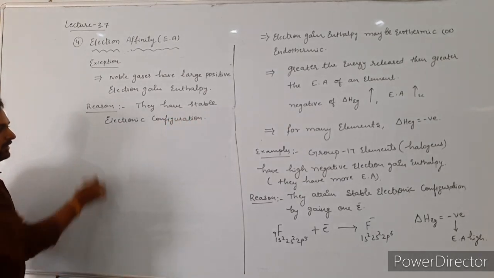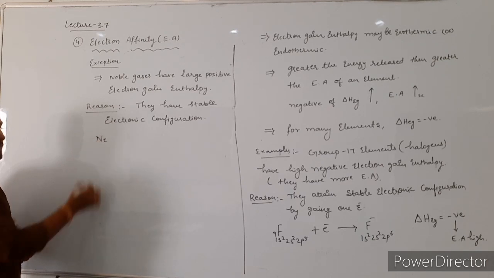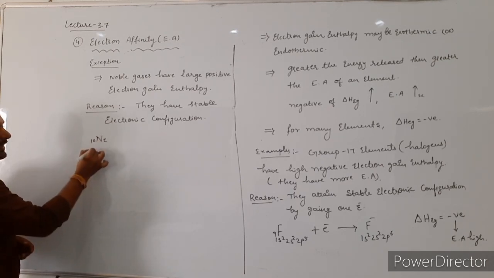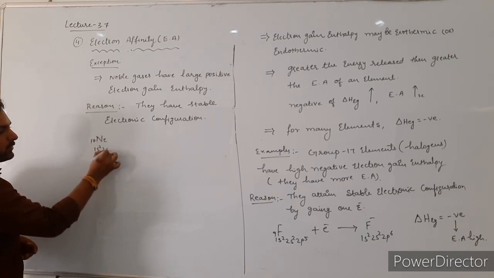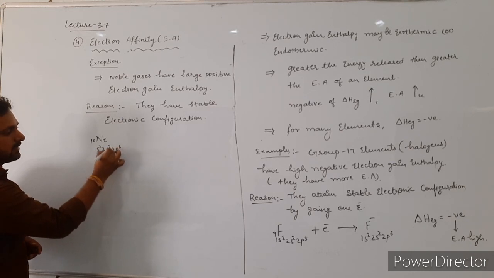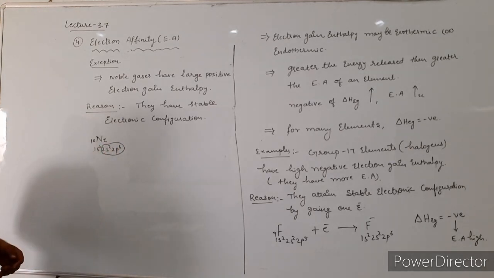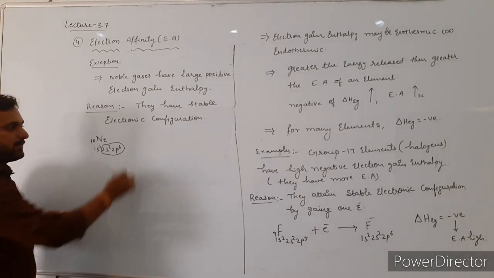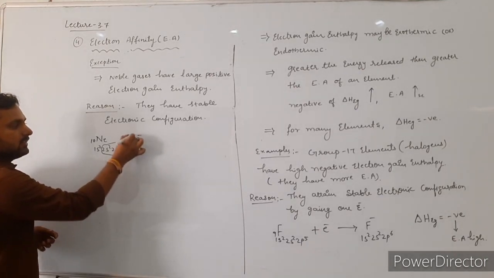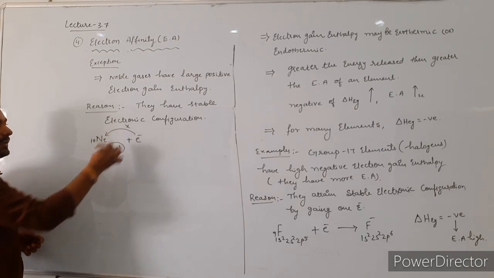For example, neon. What is the atomic number of neon? 10. Write the electronic configuration: 1s2, 2s2, 2p6. See here, the outermost shell is completely filled. That's why they don't accept an incoming electron.